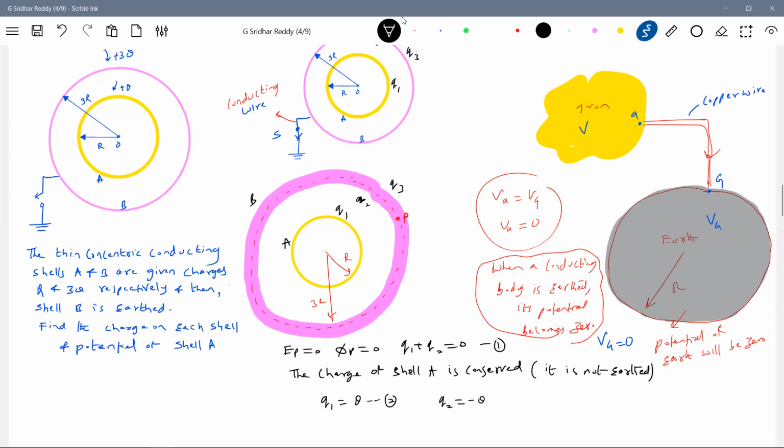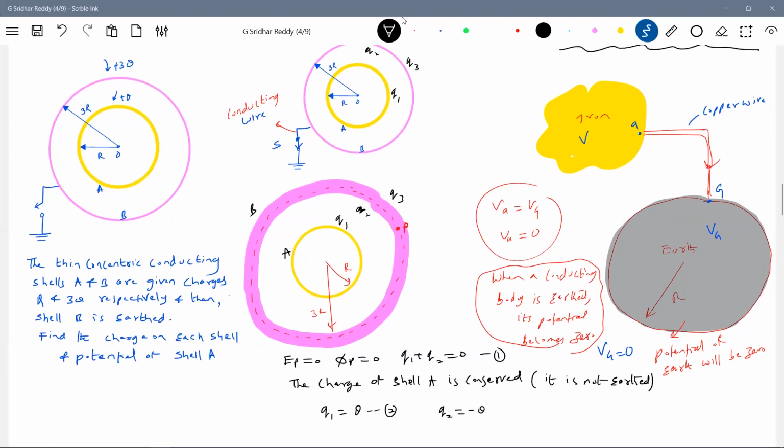So what are all the charges we got? Please notice shell B is earthed, and shell A is not earthed. So the charge of shell A is conserved because it is not earthed. What was the earlier charge given? Q. The charge will remain the same, Q1 equals Q. Then from equations 1 and 2, Q2 equal to minus Q. So what is the charge here? Q, minus Q. We have to calculate this charge.